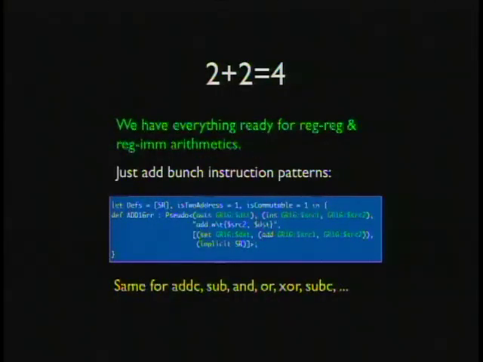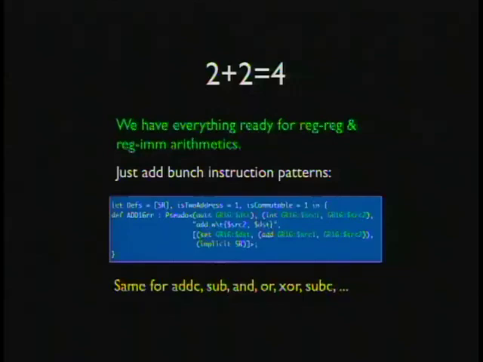And at this stage, we have everything ready for the simple arithmetics, which will use either register arguments or immediate arguments. One just needs to add some set of instruction patterns for that. So here is the example for the addition made into the registers. Basically, we have two input registers, we have one output register, and we have that matching code.